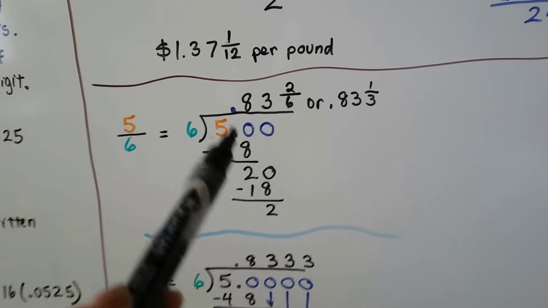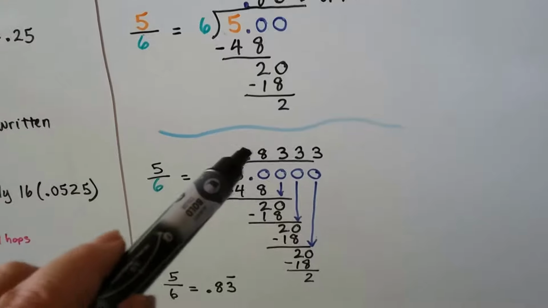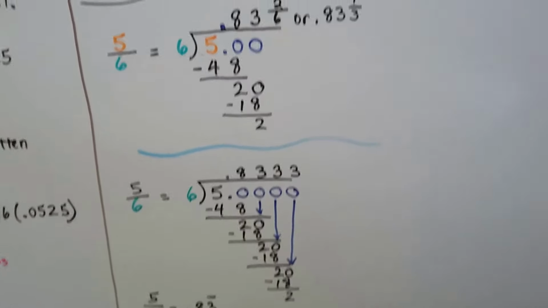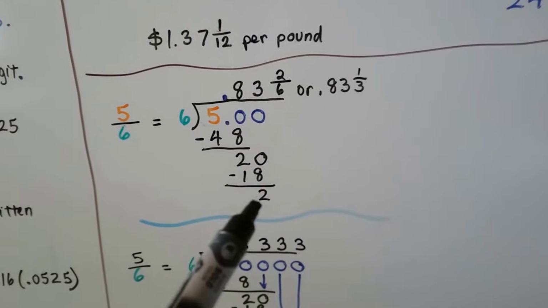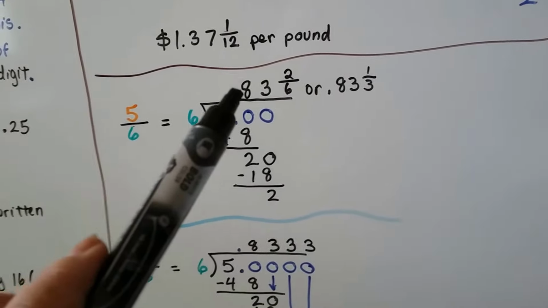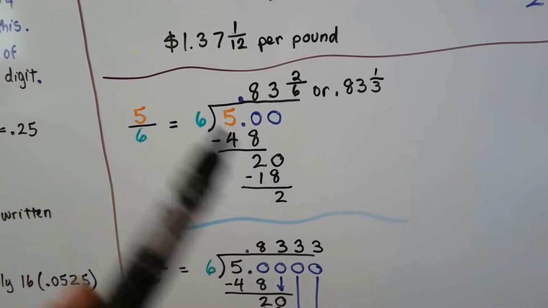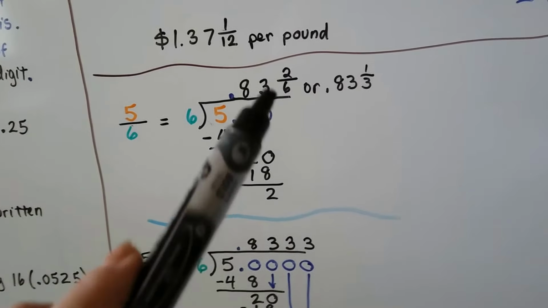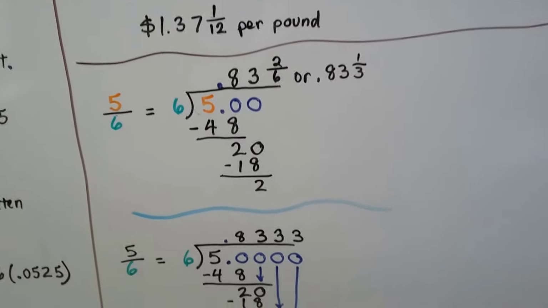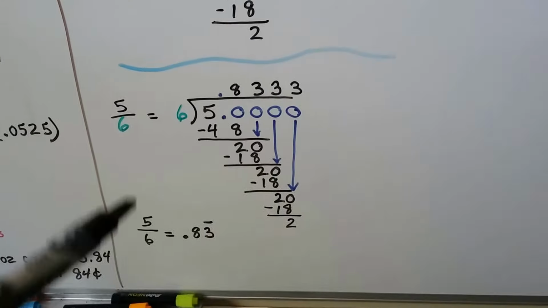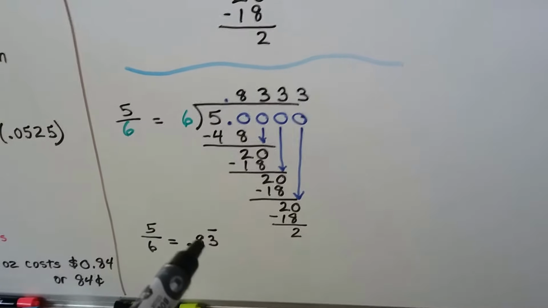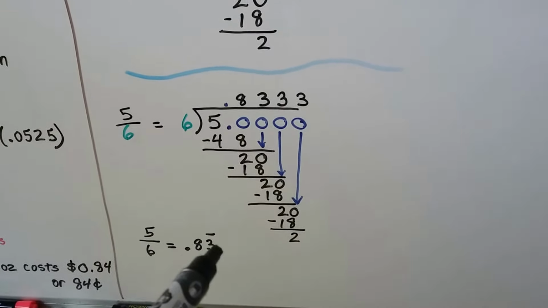And what would happen is it would continue on as 0.8333333, and it would just keep going. See? So we could stop here after a couple places and say it's 0.83 and 2/6, numerator, denominator. And the 2/6 can be reduced to 1/3, so it's 0.83 and 1/3. Or if it's like this, we can say it's 0.8 and then the 3 with the bar over top showing that the 3 is repeating.